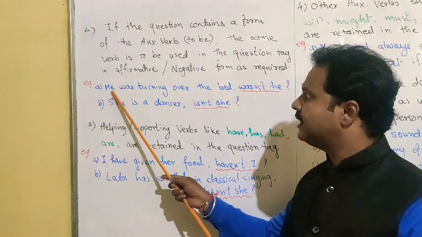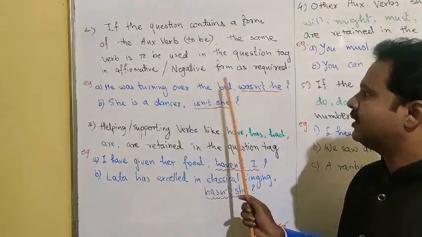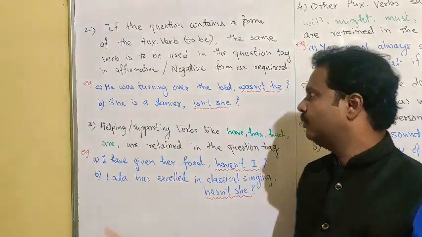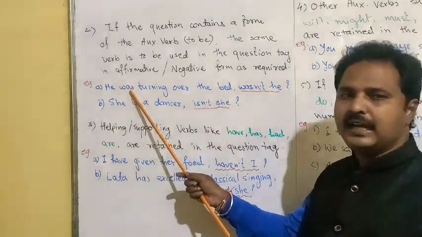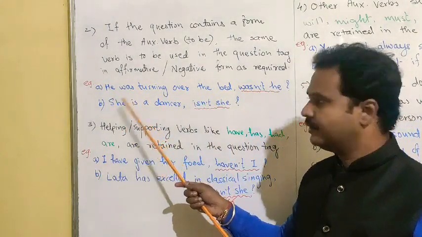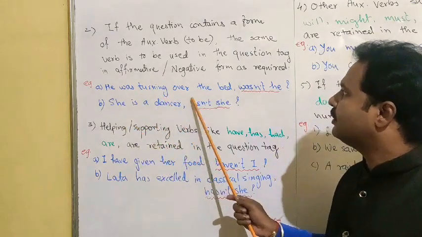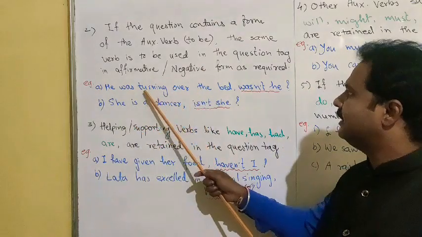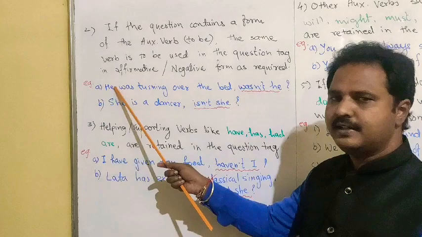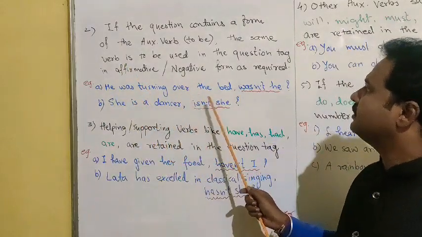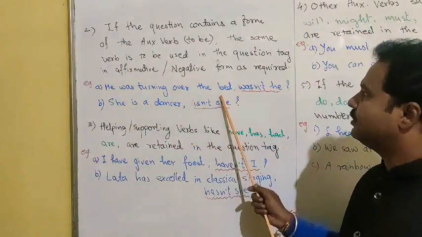The example is: He was turning over the bed. He was turning over the bed. A positive sentence is there. Then was is given here. Third person is here. He was turning over the bed. Put the comma.